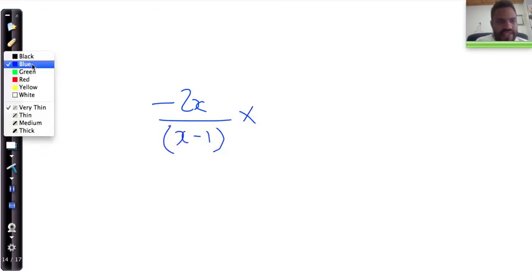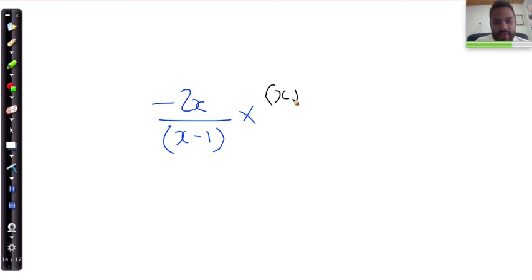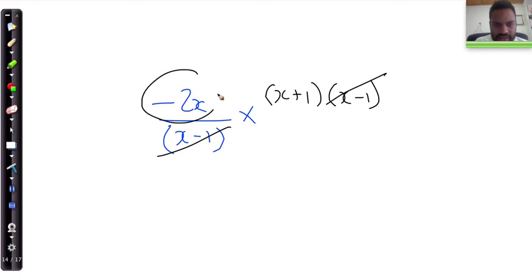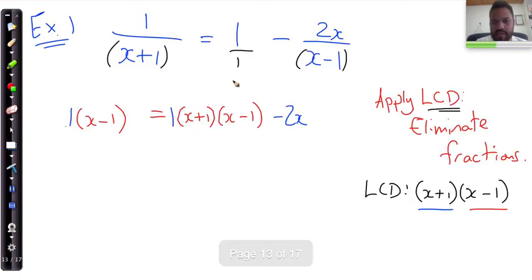So what does that look like? That's minus 2x all over x minus 1. And I multiply this by the LCD, which in this case is going to be x plus 1 times x minus 1. So now you can clearly see that all these factors are being multiplied with each other. And when I only have multiplication on top and multiplication at the bottom, then I can cancel these things. So I'm left with negative 2x and x plus 1. Okay, there we go. So let's multiply this out and see what we get.